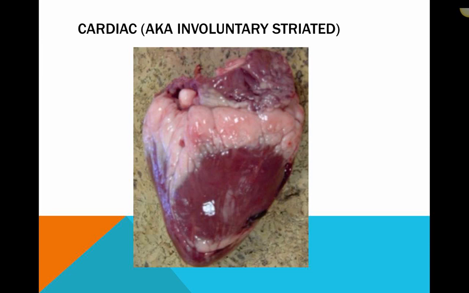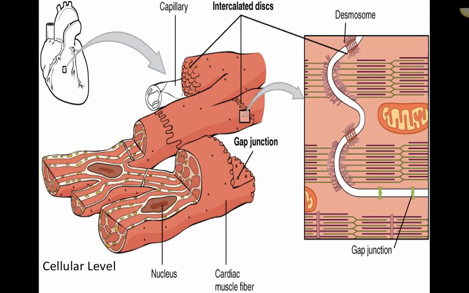Next, we have cardiac muscle, which is also called involuntary striated. So thinking about the cellular components, you can already guess that it has myofibrils because of its striated appearance under the microscope. Cardiac cells are only found in the heart. You'll find them nowhere else in the body. And they have something interesting about them in regard to efficiency and energy utilization.